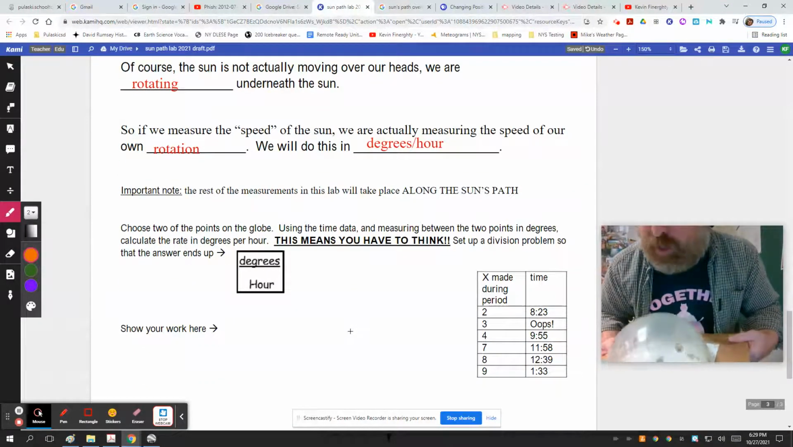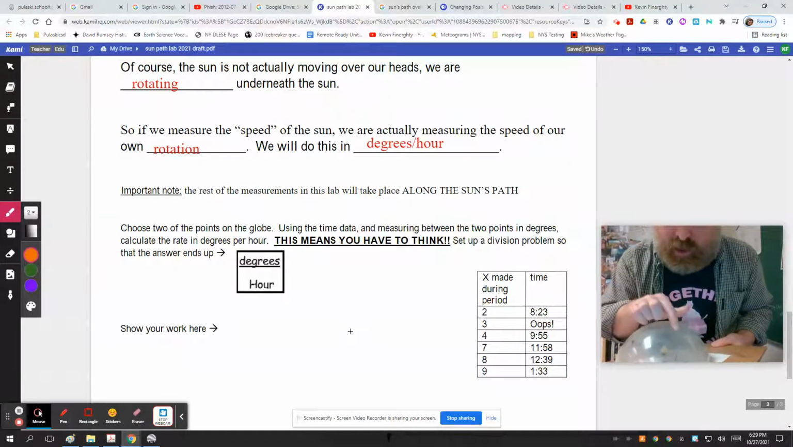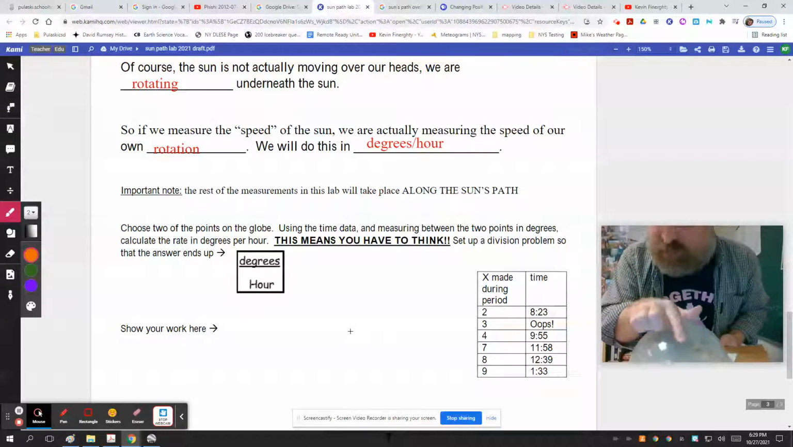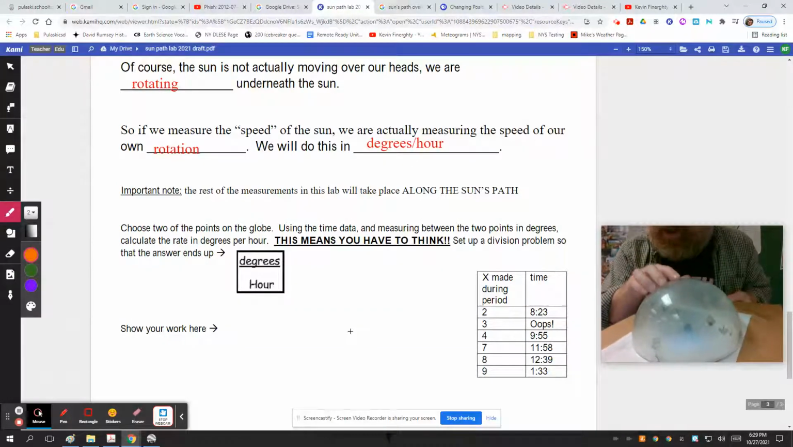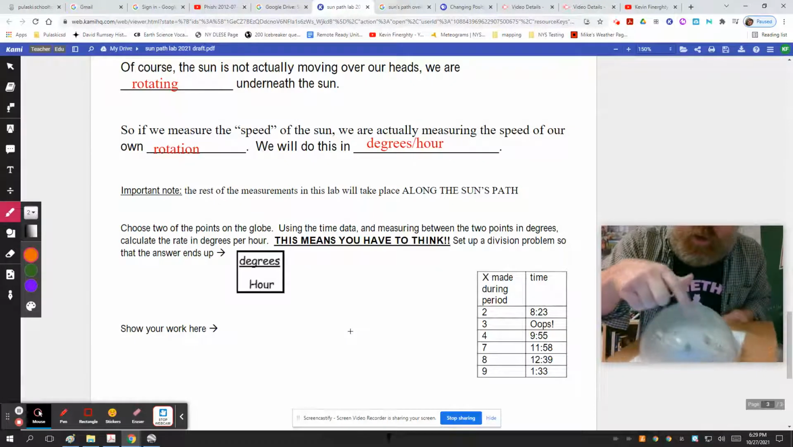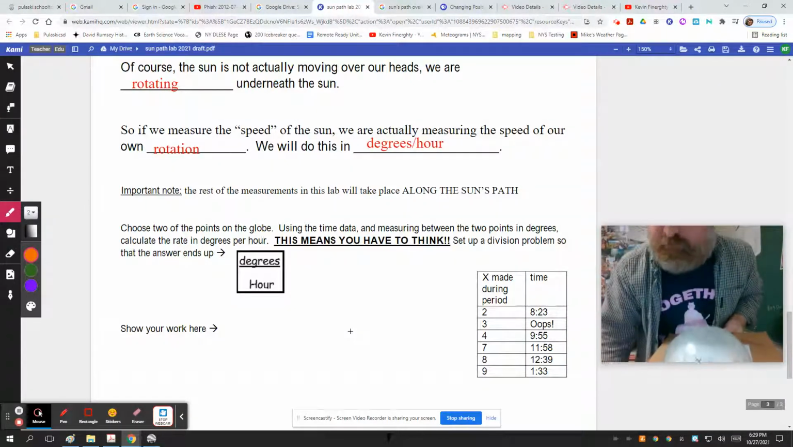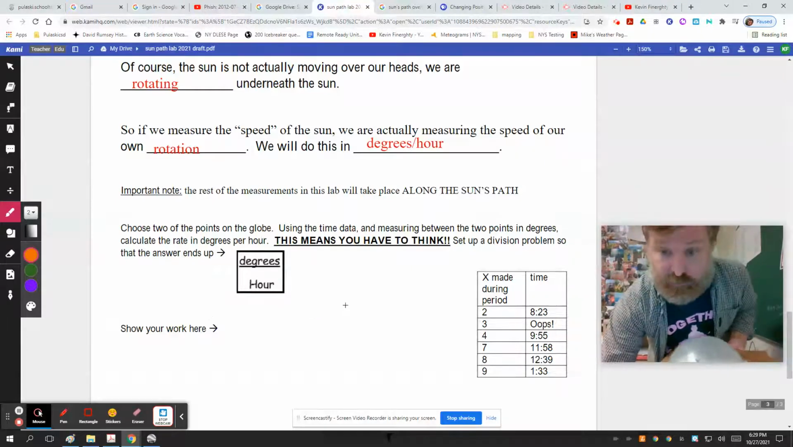Once again, there will be a line when you guys have to do this. I haven't drawn it yet. And you're going to take measurements along the sun's path using those X's that are there. So for periods 2, 3, 4, 7, 8, 9, you're going to measure in between to figure out how quickly the sun is moving.